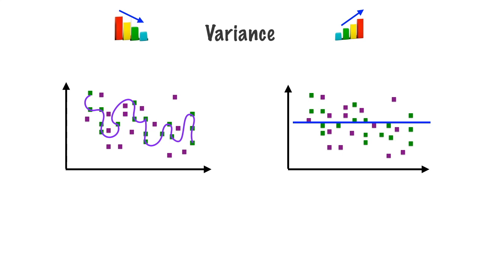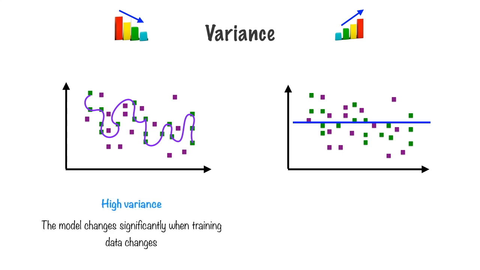The same model on the left, which we said had low bias, has a very high variance. Variance refers to how sensitive the model is to the training data. If the model changes significantly when the training data changes, the model is said to have high variance. So, if you imagine this curve which tries to fit every point within the training data set, if you move even a single point in the training data, this curve will change. So, the model on the left has high variance.